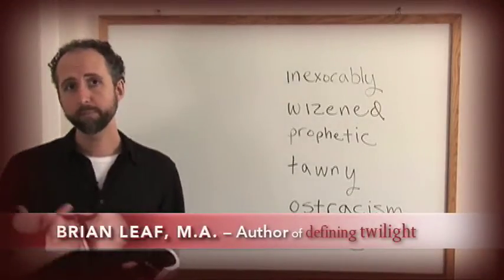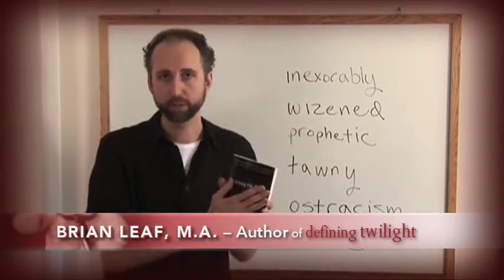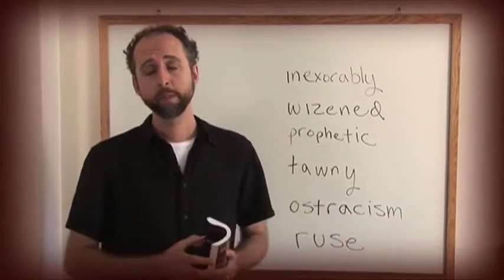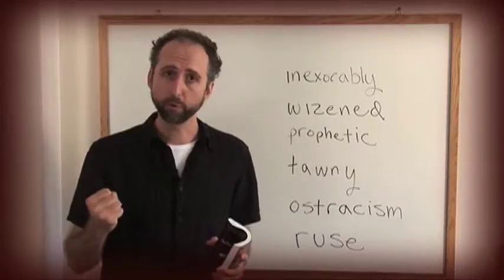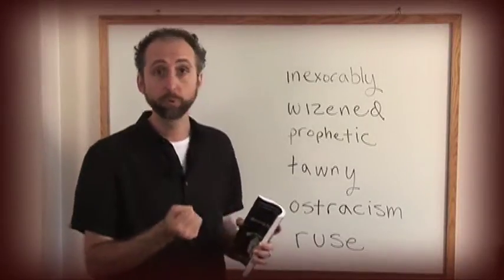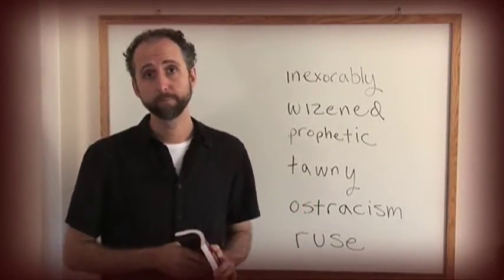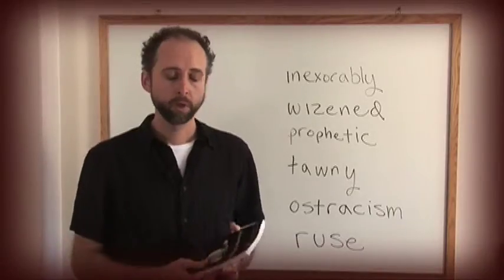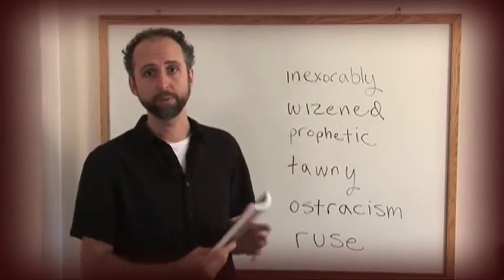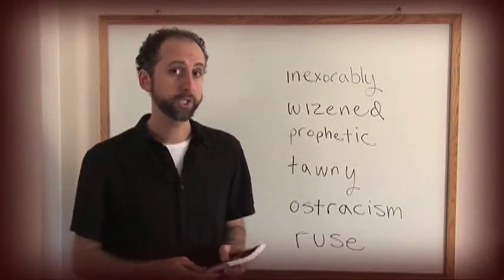Defining New Moon is set up pretty much the same way Defining Twilight was. The big difference is that you're going to get 320 new words plucked out of New Moon rather than taken out of Twilight. So let's talk about how to use this book. Just like Defining Twilight, there's going to be 40 4-page sections.